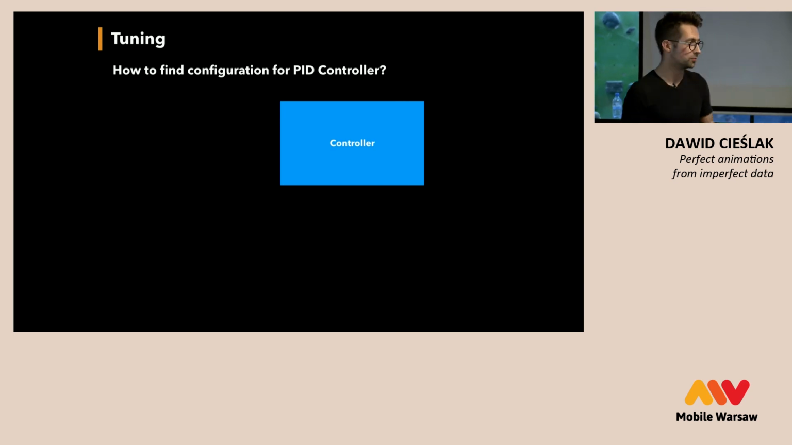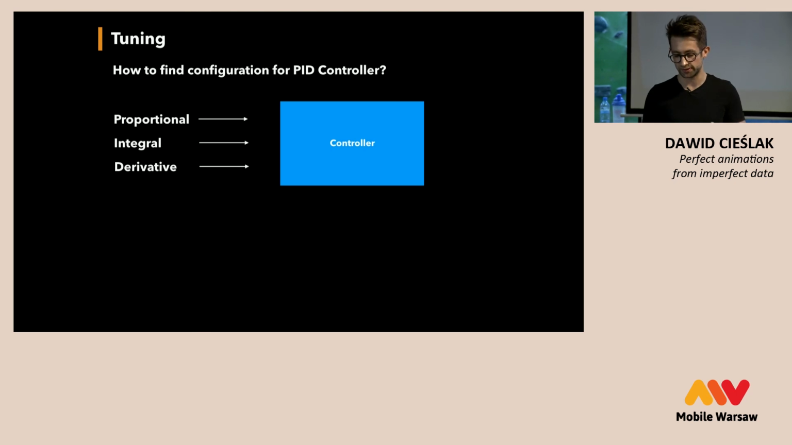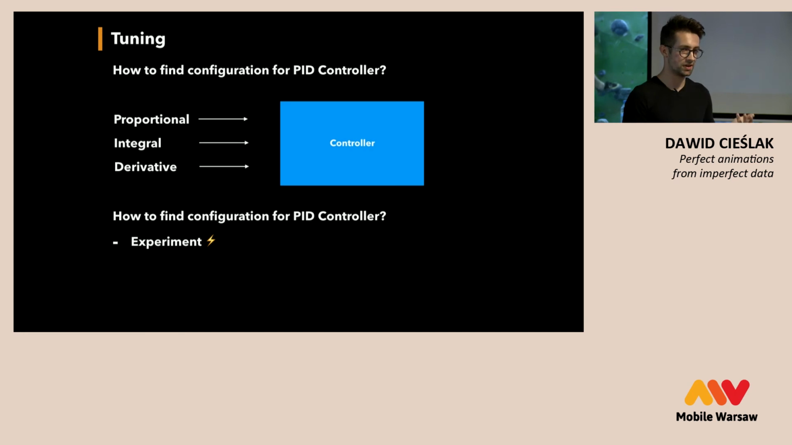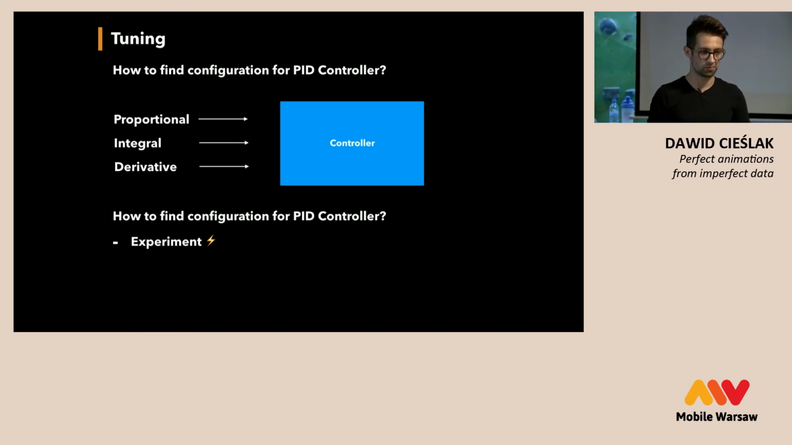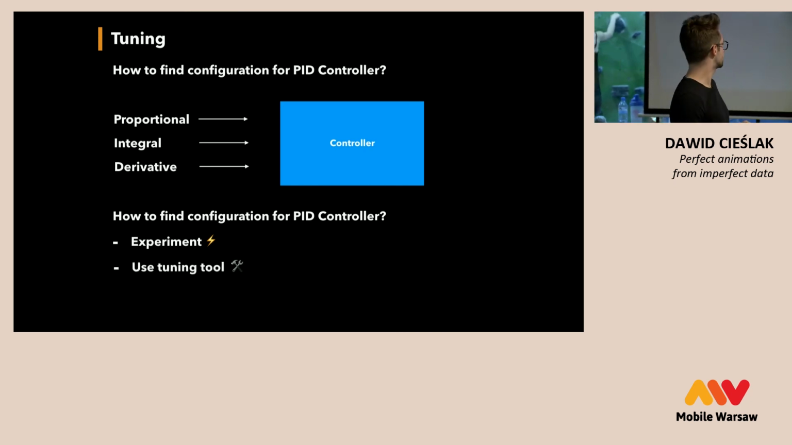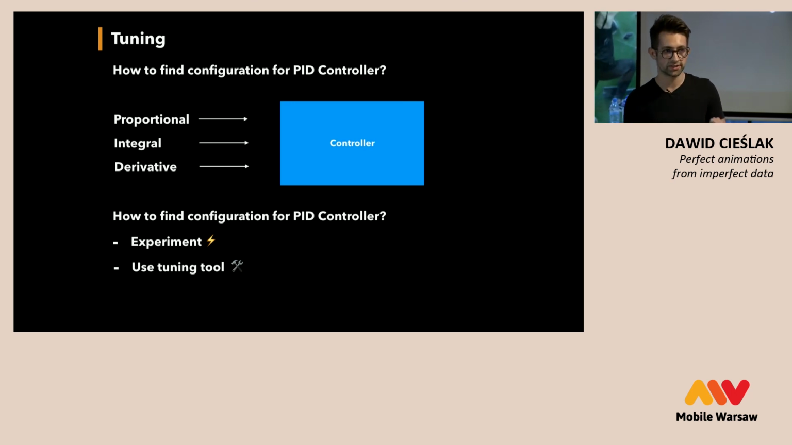How to find the configuration for PID controller. So PID controller has its name because of three factors: proportional, integral, and derivative. And to find the right one for your input, you can basically experiment. There are only three values. You can see how it works. We can be pragmatic and find the solution just by trying different values. And the other solution is to use some tool that can make looking for this solution a bit easier.